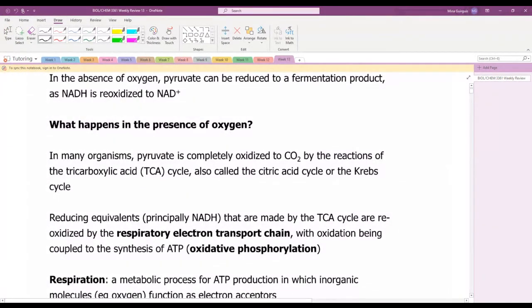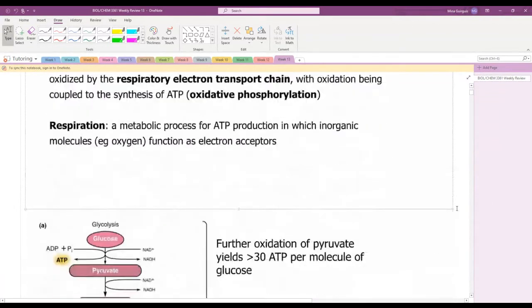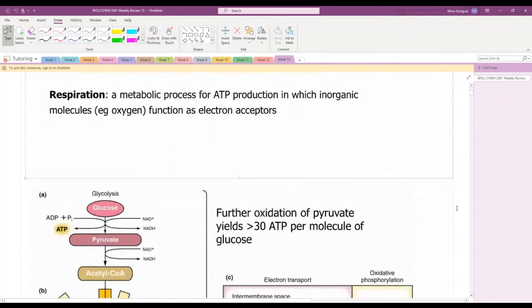Like we talked about, respiration is the metabolic process for ATP production in which inorganic molecules function as electron acceptors. Not a lot there, to be honest.